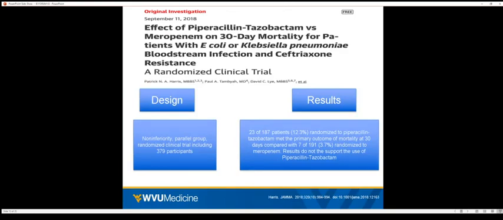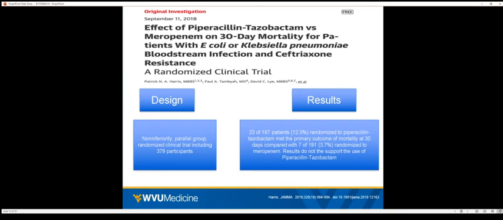So this study right here, the effect of piperacillin-tazobactam, or Zosyn, versus meropenem on 30-day mortality, is a very important trial that we will go into in detail eventually. It was a non-inferiority trial, so basically trying to see if one drug is not inferior to another drug, meaning they're on the same level. That makes sense? Okay. I just want to make sure I'm not confusing people with fancier words than we use in our other videos. So non-inferiority is trying to see if one drug is equal to the other drug, pretty much. Make sure they're working about the same. And 379 patients.